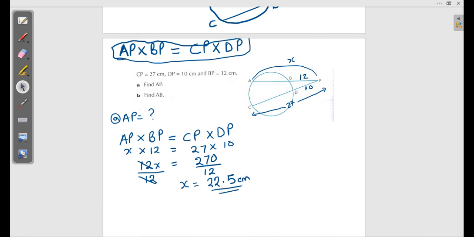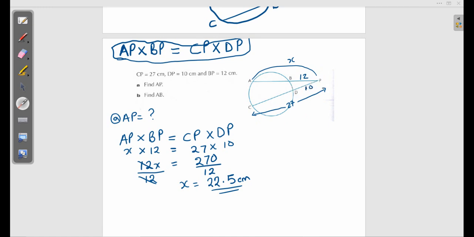Okay, so don't forget, let me recap. In doing this, it's usually the total times the external, equals the total times the external.